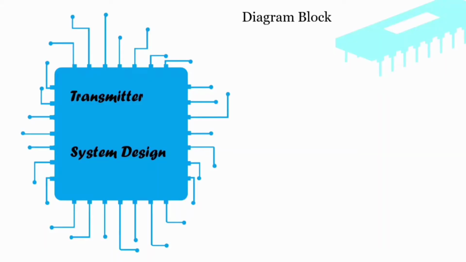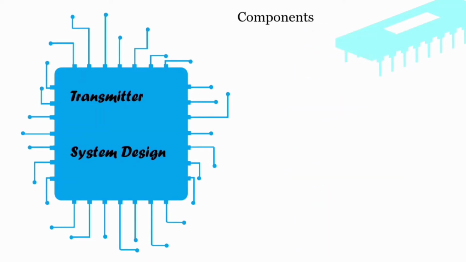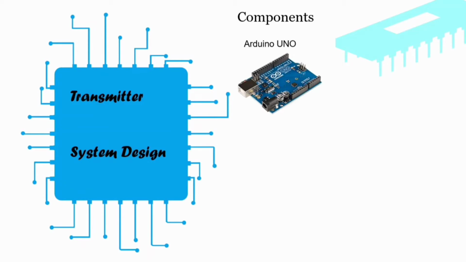Let's start the design. Before starting, we must design a block diagram, and then we need components for designing the transmitter system. The first component is the Arduino Uno. As I previously explained, Arduino Uno is one of the main components that will be integrated with the Arduino IDE software.